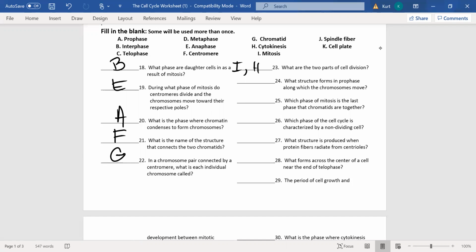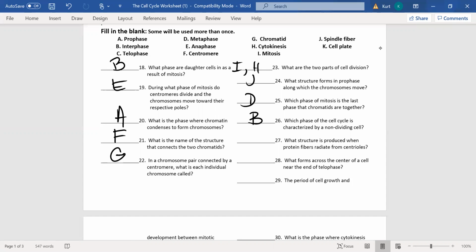All right. What structure forms in prophase along which the chromosomes move? That would be J, spindle fiber. Which phase of mitosis is the last phase that chromatids are together? D, metaphase. Which phase of the cell cycle is characterized by a non-dividing cell?